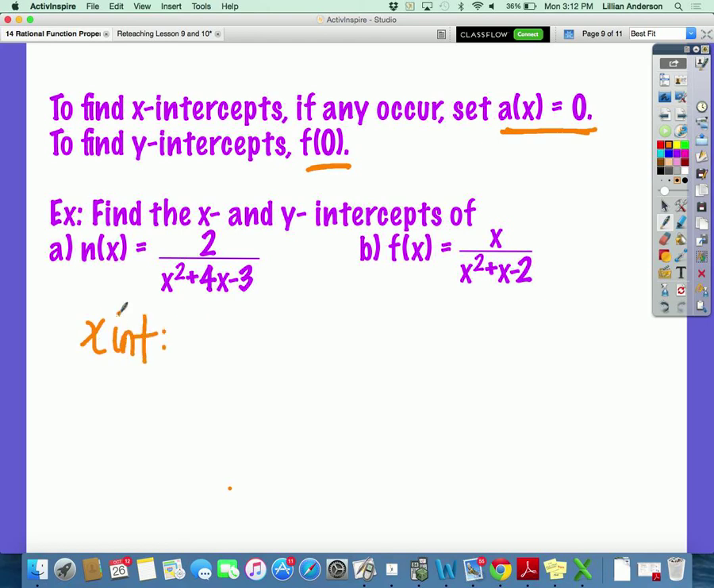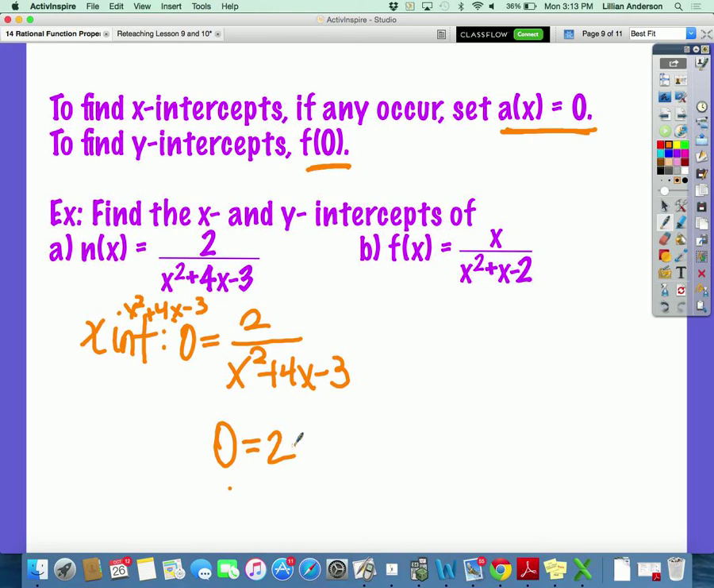Careful. You set y equal to 0. So it'd be negative 2 over x squared plus 4x minus 3. We're going to set y equal to 0. That's fine, we'll do this extra step. What do you do next to solve? Multiply by the denominator. So when I multiply 0 by x squared plus 4x minus 3, what's going to happen? It disappears. So you have 0 equals 2, which is just the numerator equals 0, right? Is that possible? No. There are no x-intercepts.